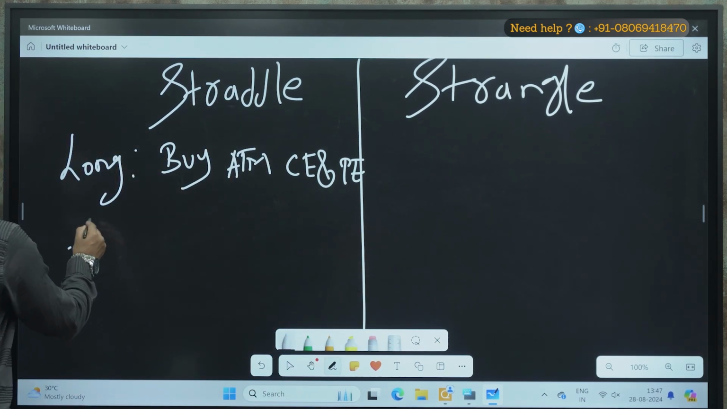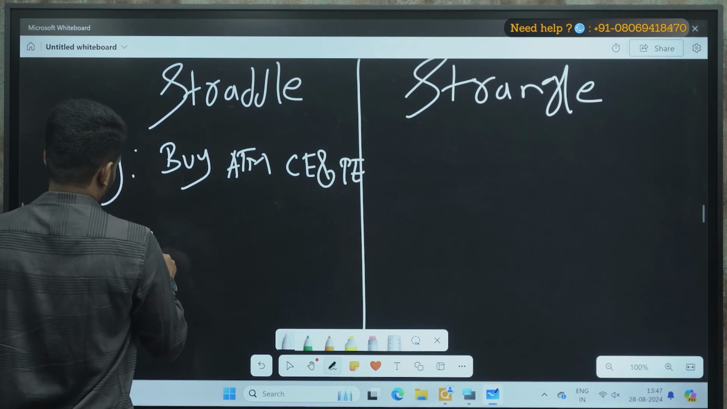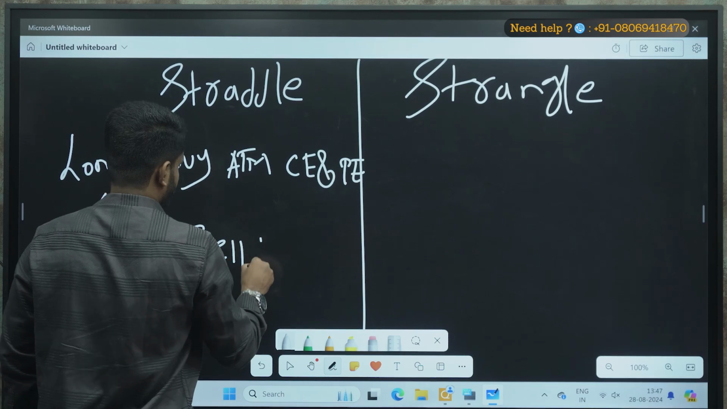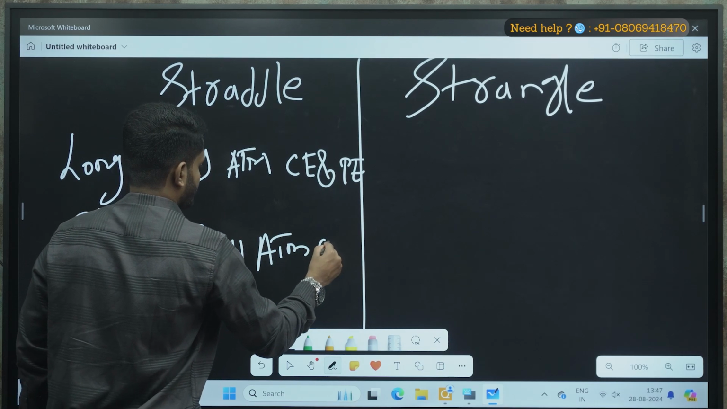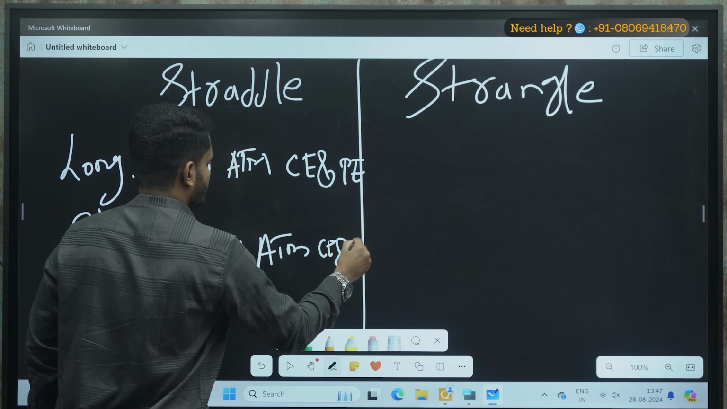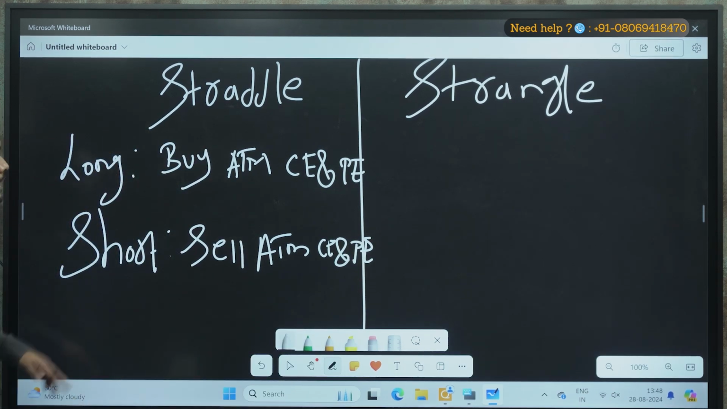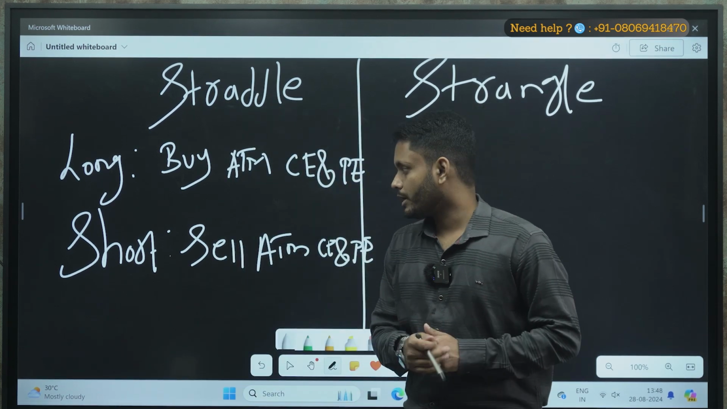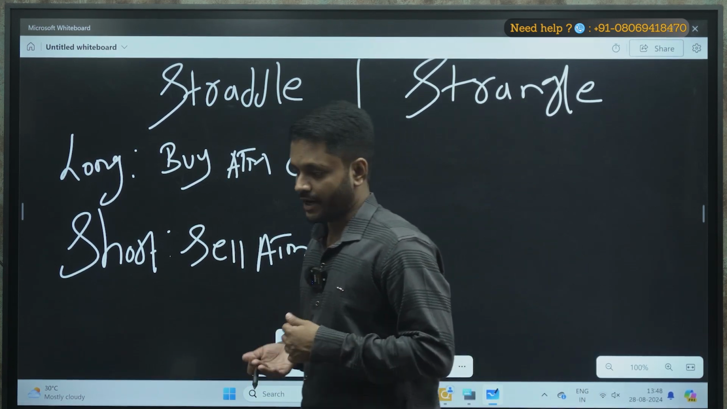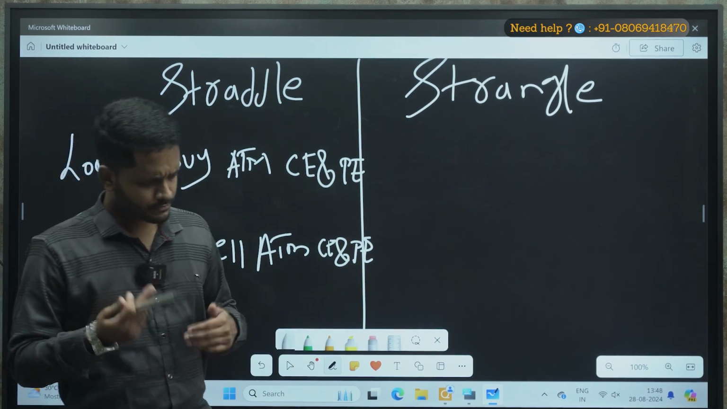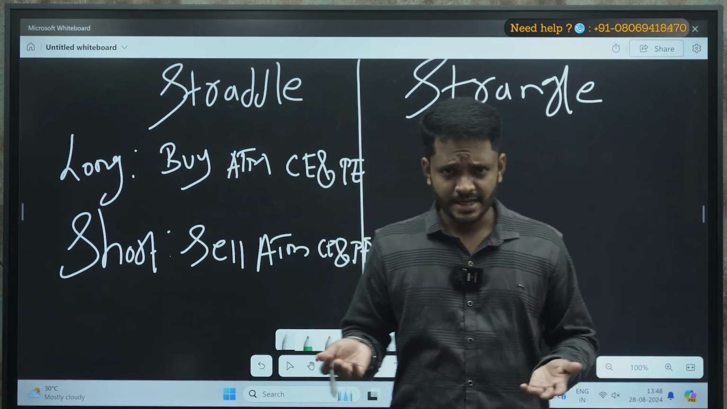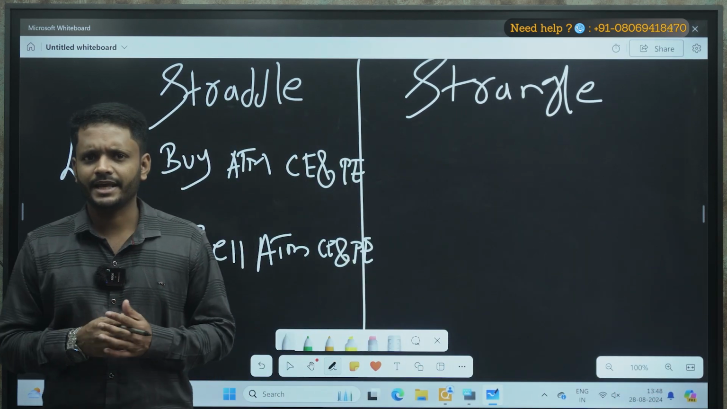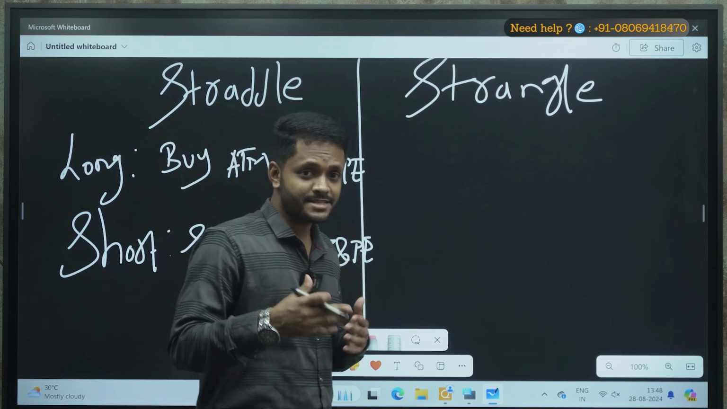Okay, now let's talk about short straddle. In short straddle, what we do is we sell an ATM call and put. Here we were buying the ATM call and put, here we will be selling the ATM call and put when we do a short straddle. Okay, say for example any event has lined up, or due to some situation, at any point in time, the volatility has spiked up.